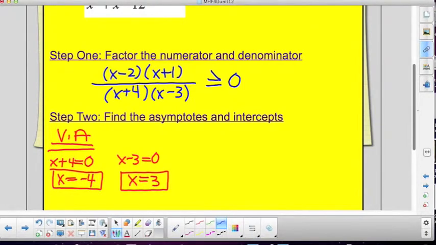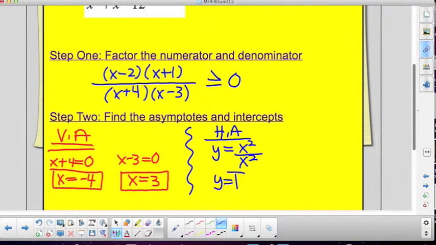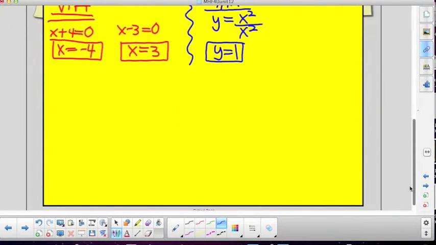I mixed up my horizontal asymptote last time, but you guys were right. So because I have y is equal to a quadratic function over a quadratic function, they cancel out, and y is equal to positive 1. That is my horizontal asymptote. Now my x-intercept.